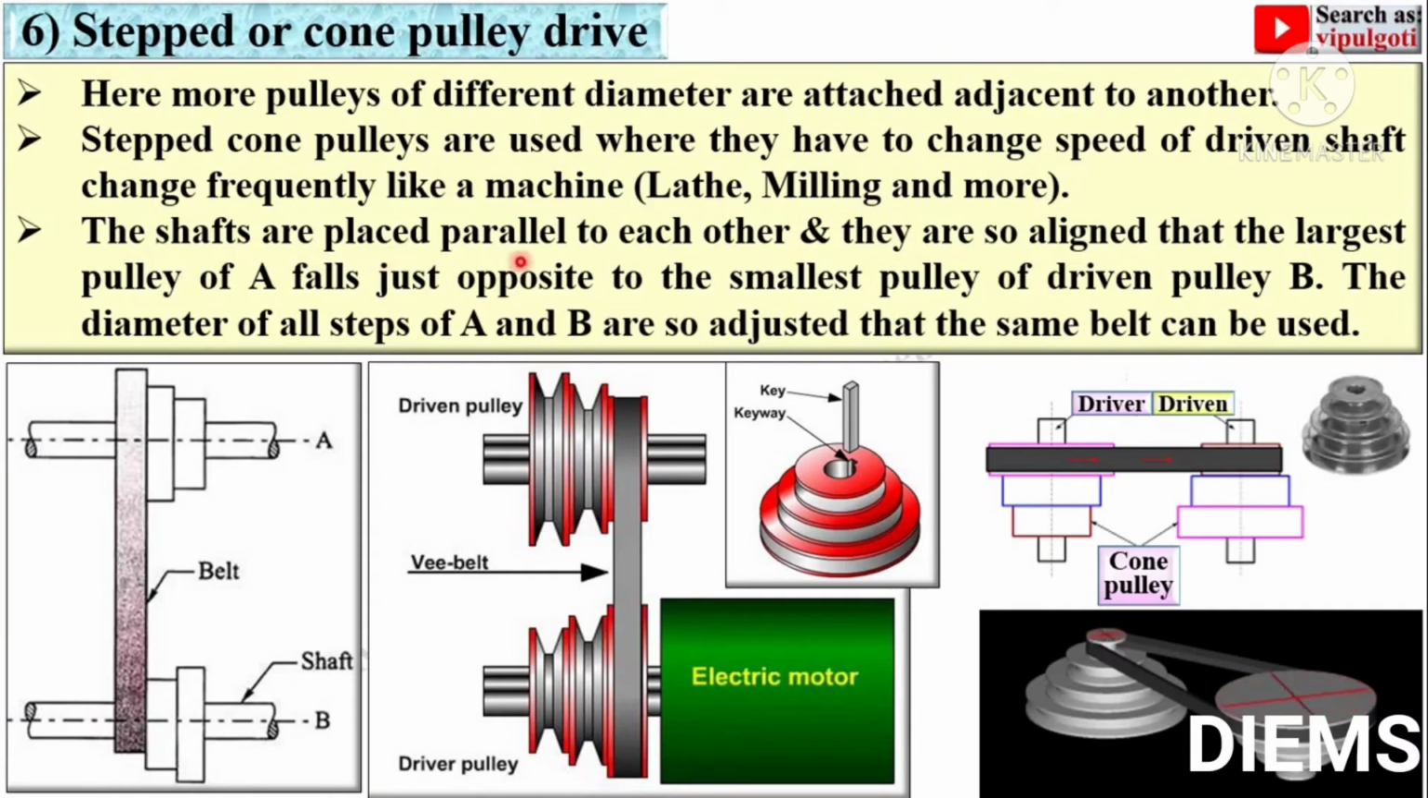The shafts are placed parallel to each other, here you can see, and they are so aligned that the largest pulley of A falls just opposite to the smallest pulley of the driven shaft. The diameters of all steps of A and B are so adjusted that the same belt can be used to change the speed of the driven shaft.